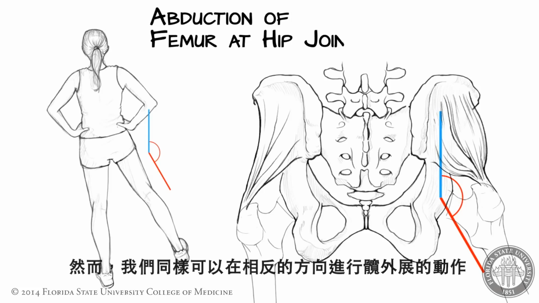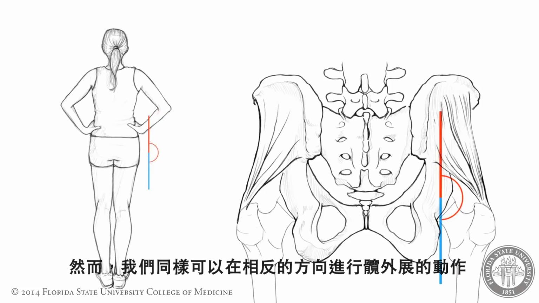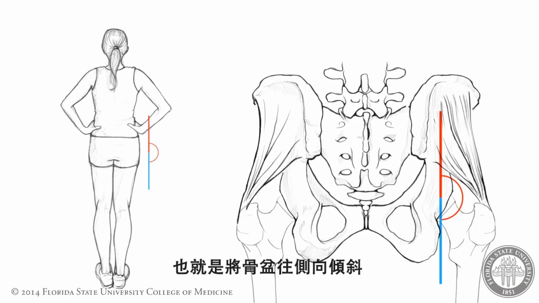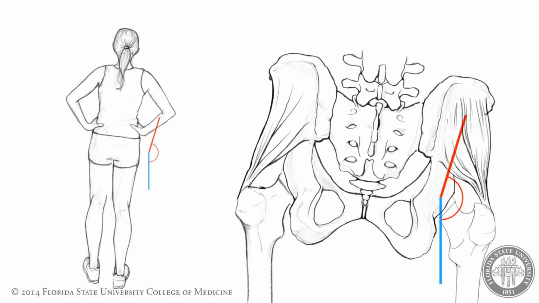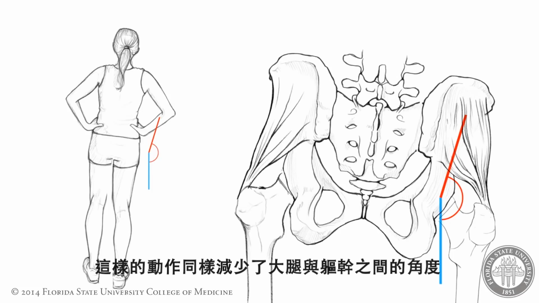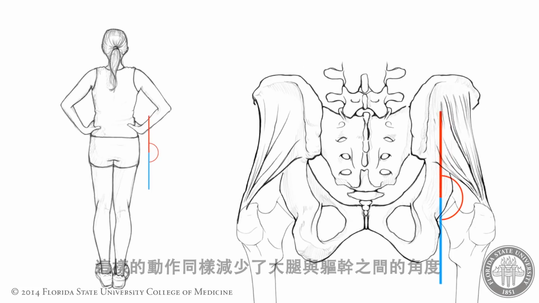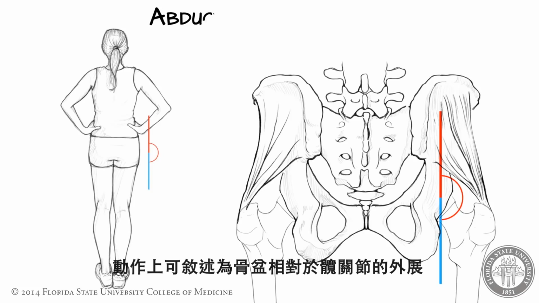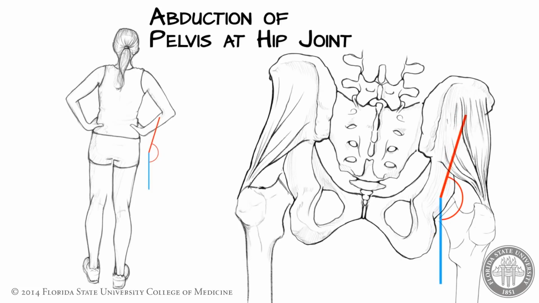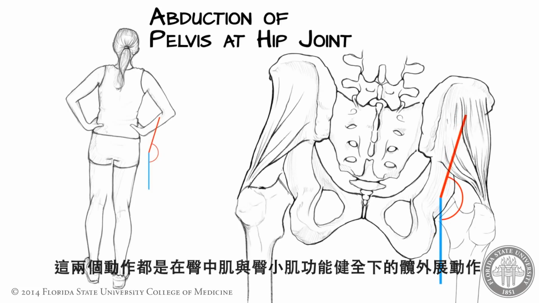However, we know that we can also achieve hip abduction in the opposite direction, that is, by tilting the pelvis laterally. This motion also decreases the angle between the thigh and the torso, and can be described as abduction of the pelvis at the hip joint. Both of these examples of hip abduction depend on proper function of the gluteus medius and minimus muscles.